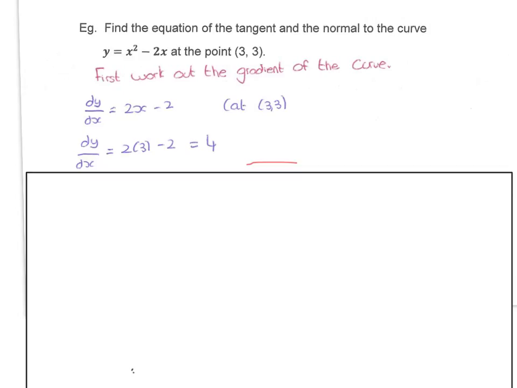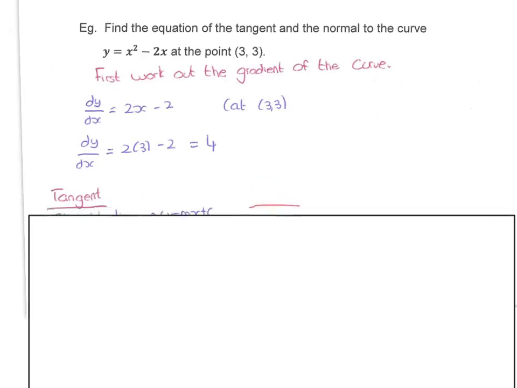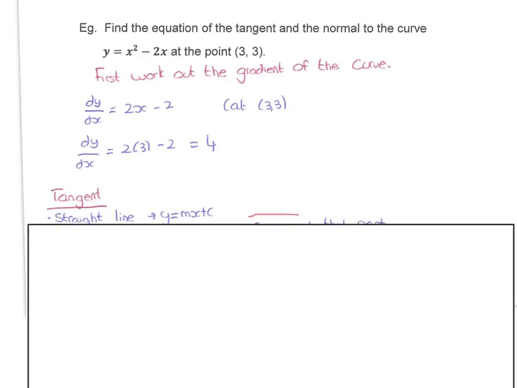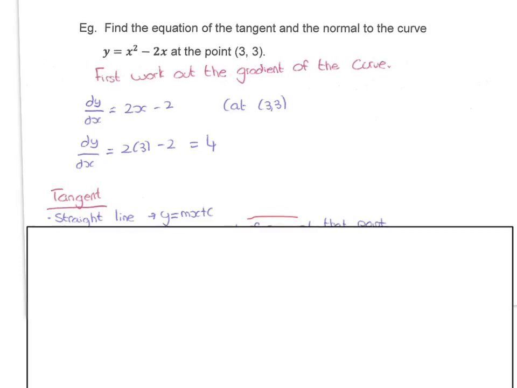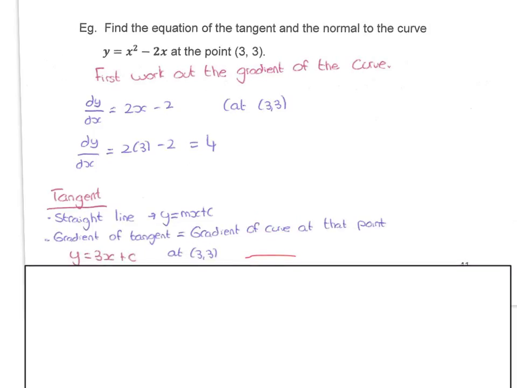Now we know the gradient of the curve, let's take it step by step. Let's work with the tangent first. So remember, the gradient of the curve and the gradient of the tangent are the same. So the gradient of the tangent is therefore 4. Now a tangent is a straight line, so it has a general equation y equals mx plus c. So we know that m is the gradient and it's 4, so let's fill it in. So we start off with the equation y equals 4x plus c.